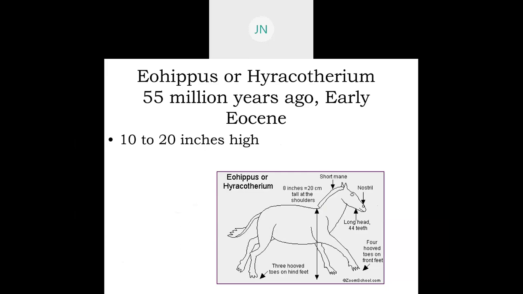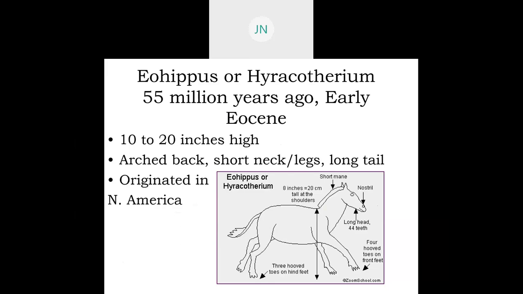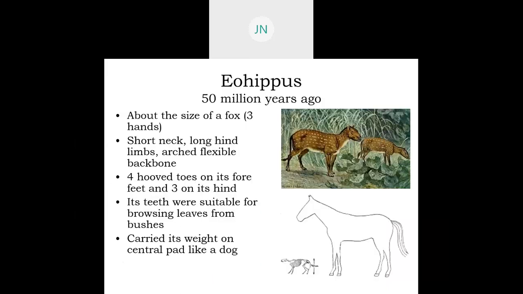This horse was only about 10 to 20 inches. This little picture says 8 inches tall at the shoulder. It had a short mane, and it had a long head with 44 teeth, 4 hoof toes on the front feet and 3 hoof toes on the hind feet. It also had an arched back, which would have made it interesting for riding. It had a short neck and legs and a long tail, and it did originate in North America. This first horse was about the size of a fox. It was 3 hands. It had long hind limbs, and again, an arched flexible backbone. Its teeth were suitable for browsing leaves from bushes, and it carried its weight on a central pad just like a dog does.